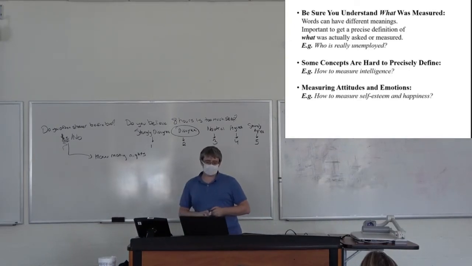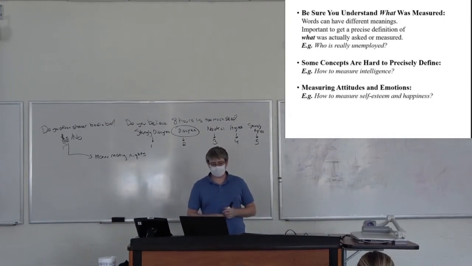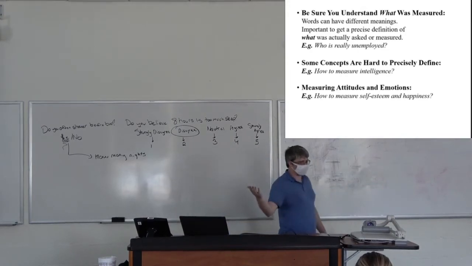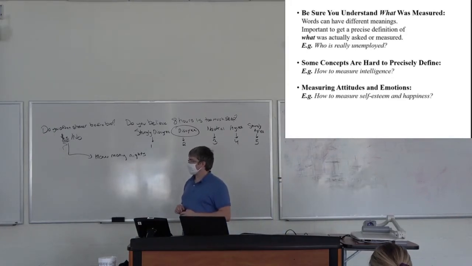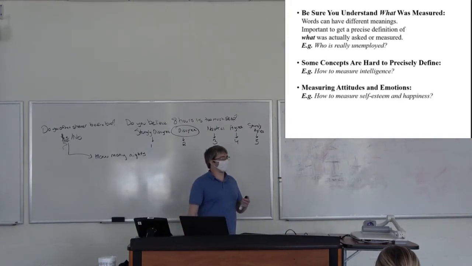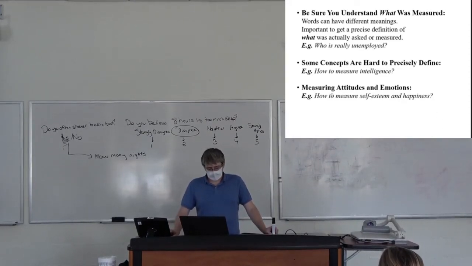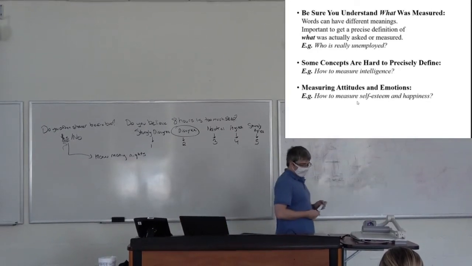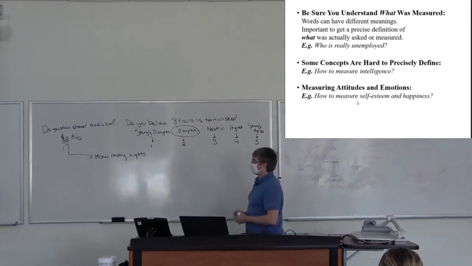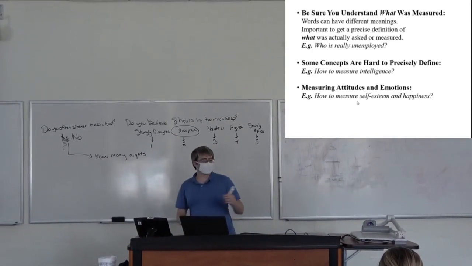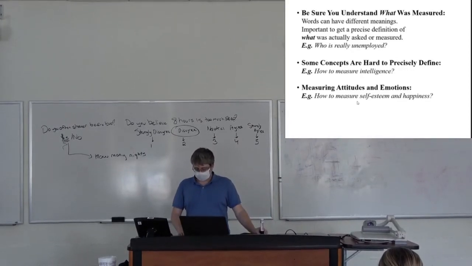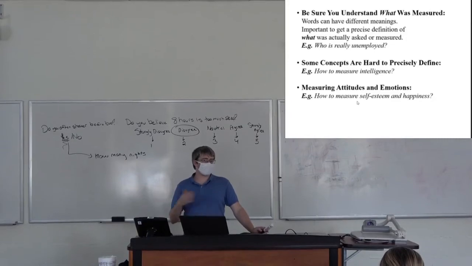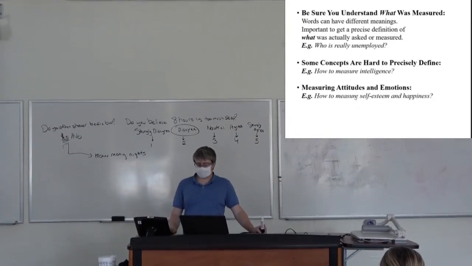Another way is that some concepts are hard to precisely define. So how do you measure intelligence? Well, IQ is one way, but the IQ test has been shown not to be that effective, and all it does is measure your ability to learn instead of how much you already know. And then how do you measure attitudes and emotions? How do you measure self-esteem and happiness? I'm not really well-versed in how we personally measure self-esteem and happiness, but I'm sure there are different measures in other fields that tell how happy one person is or how confident they are about themselves.